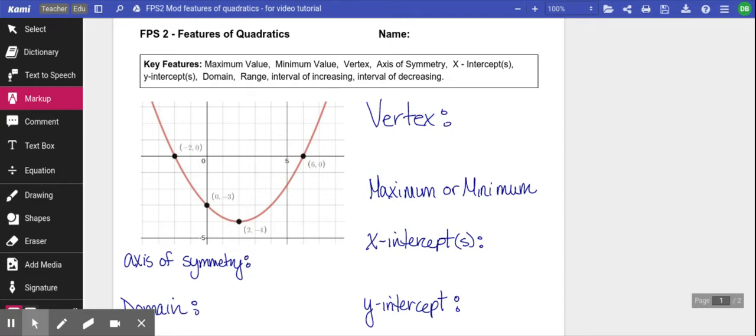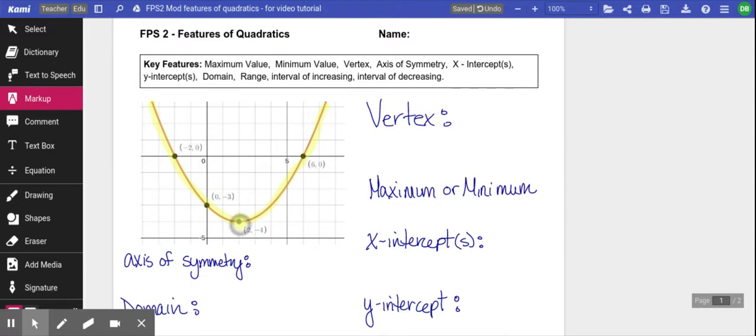Okay, today we're going to talk about the various features of a quadratic function. So in the graph here, we see a graph of a quadratic function. The shape of the quadratic is referred to as a parabola. And when you look at this quadratic, you will see that the quadratic is decreasing, and then at this point right here, it shifts and starts increasing.